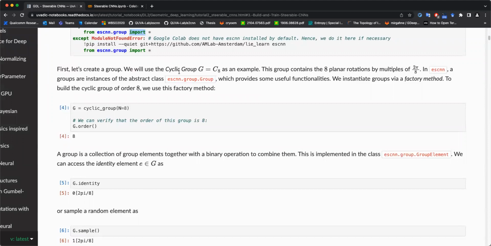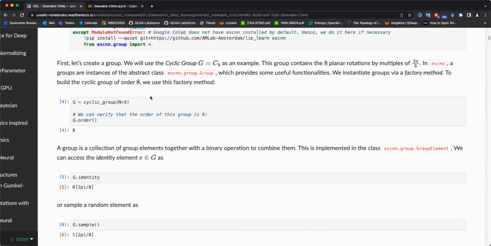A simple example we are going to use in this tutorial is the group of 8 rotations. So rotations by multiples of 2 pi over 8. This is called the cyclic group of order 8. We just identify it with C_8. That's useful to model, for example, rotation equivariance to multiples of this angle, right? So in total, 8 rotations.